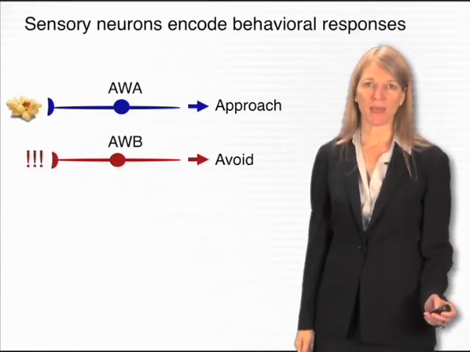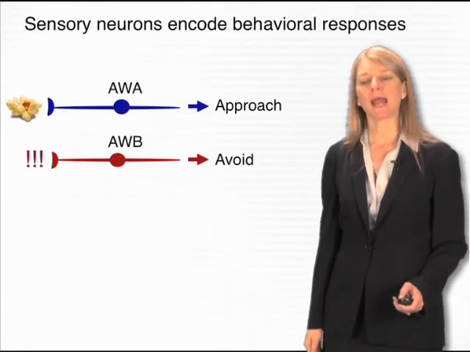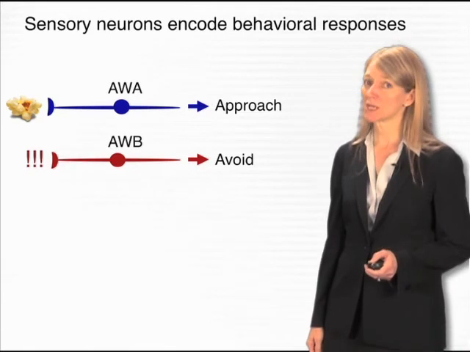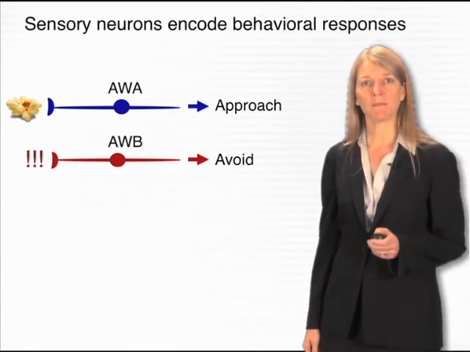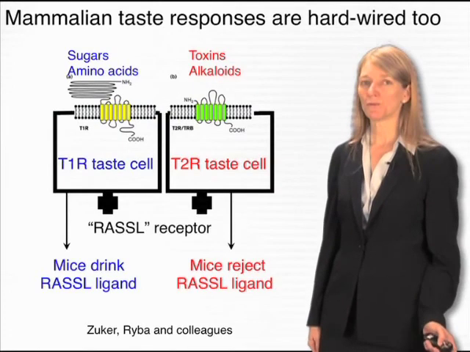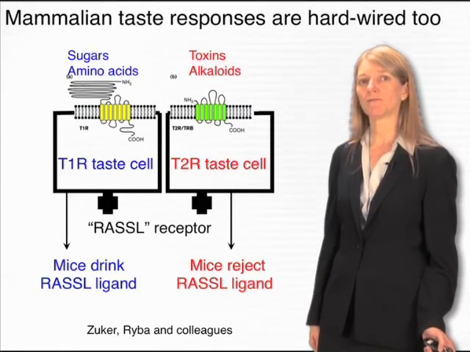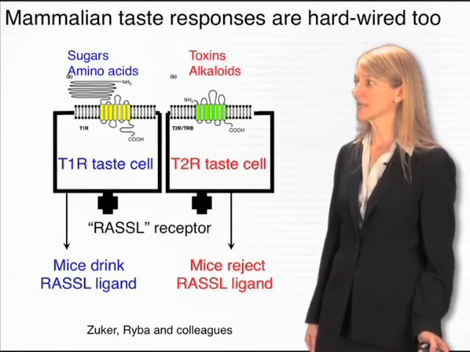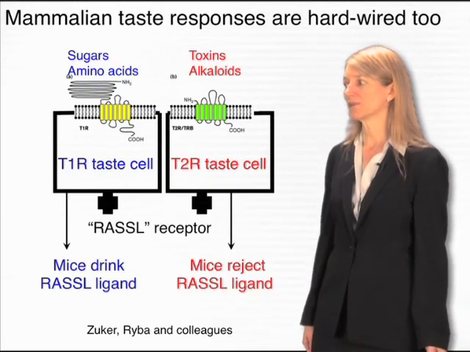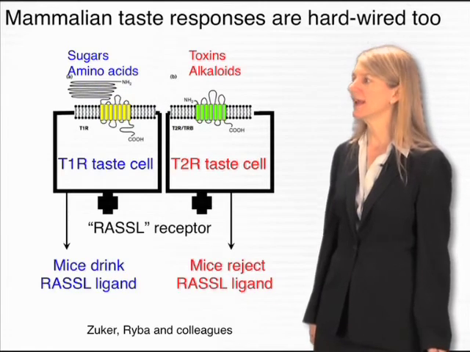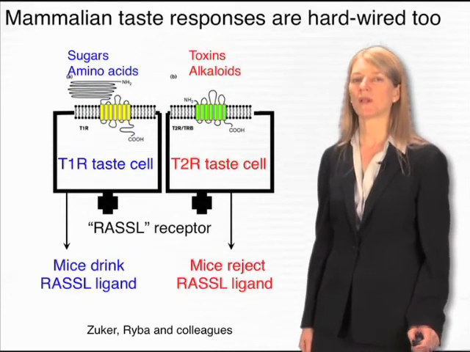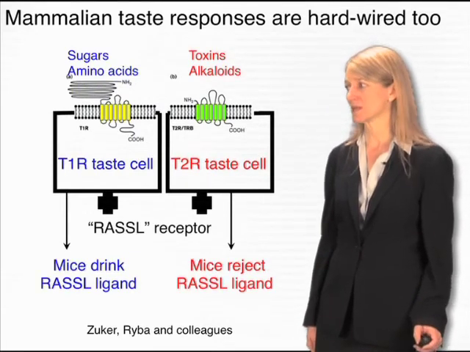This example of an innate behavior comes from a very simple animal, but as we move up the evolutionary ladder, we see that similar principles apply in much more complex nervous systems, including mammalian nervous systems. For example, mammals like sweet foods or foods with amino acids that contain valuable nutrients. Mammals avoid toxins and alkaloids. We perceive them as bitter. And work from Charles Zuker, Nick Ryba, and their colleagues has demonstrated that these mammalian taste responses are hardwired using exactly the same principle that hardwires worm attraction and avoidance responses.